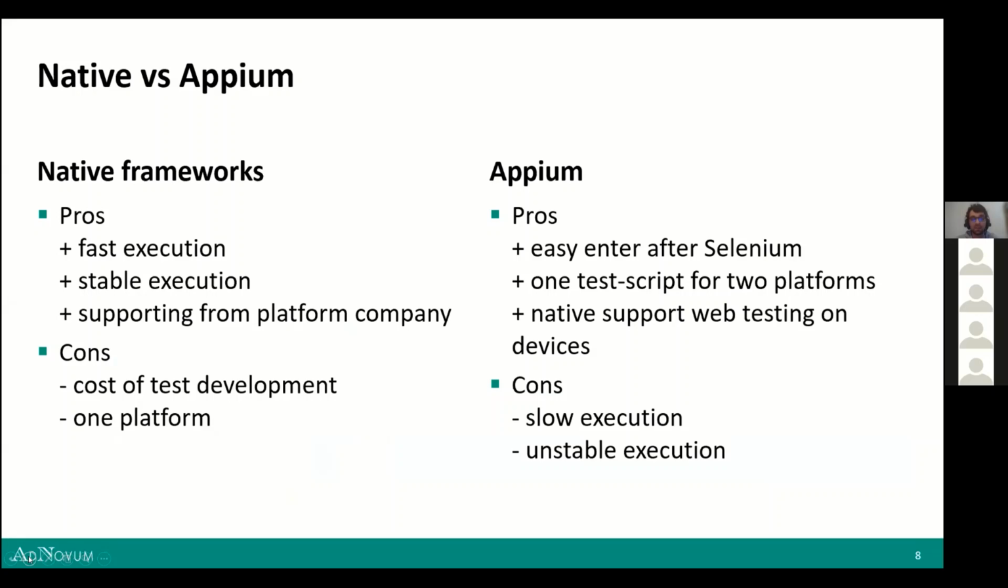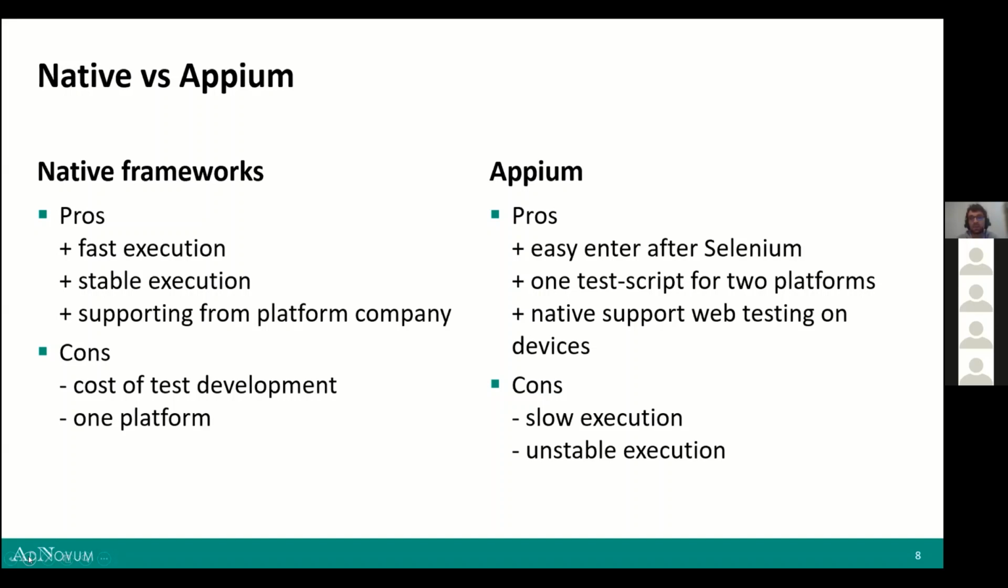But we have big minuses for native testing. First of all, it is the cost of development of testing, because as you can see in the table, it supports only languages which are included in the ecosystem. Like for Android, it could be Java or Kotlin and no more, and the same for iOS. And the second minus is that it is one platform. If your application is based on two platforms, iOS and Android, you should take care to make totally different tests for different platforms.